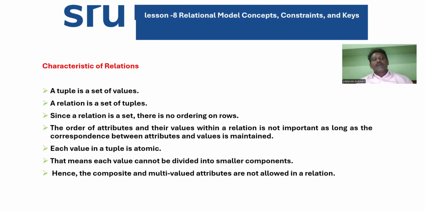And characteristics of the relation. A tuple is a set of values. A relation is a set of tuples. A tuple is nothing but a record, and a relation is a file. Since a relation is a set, there is no ordering of the tuples. The order of the attributes and their values within the relation is not important, as long as the correspondence between attributes and values is maintained. Each value in a tuple is atomic, right? So that is the unique.